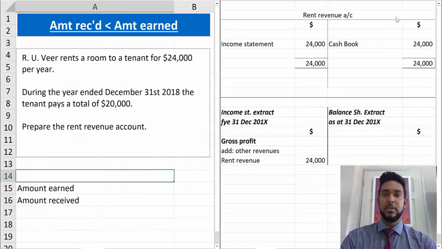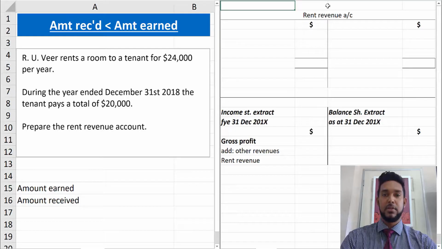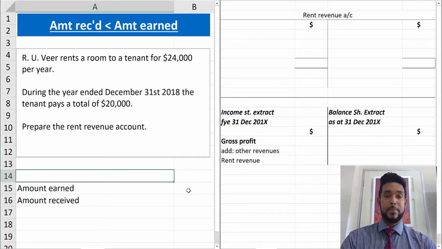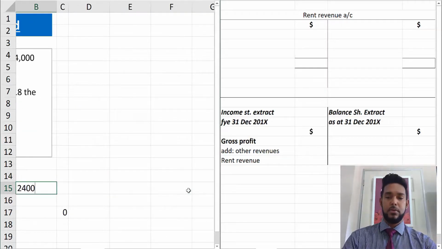All right, so let's get to that one. So we're going to click across to that one. Let's just clear the stuff across here. All right, so in this case now what we're seeing is amount received is less than the amount earned. So if we receive less than we earn, it means we still owed some money. So let's take a look. Same basic information, we're earning $24,000 per year, but during the year ended, the tenant pays $20,000. So let's see what happens here.